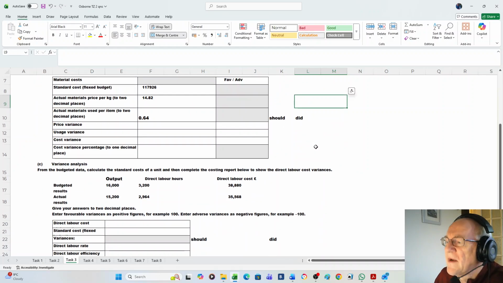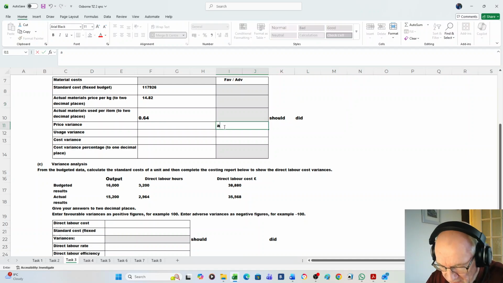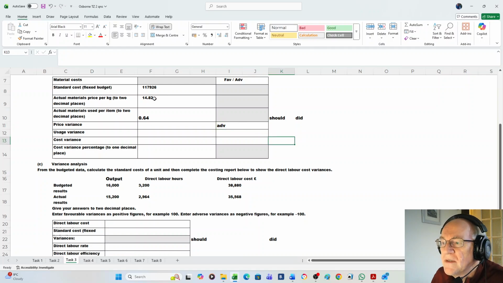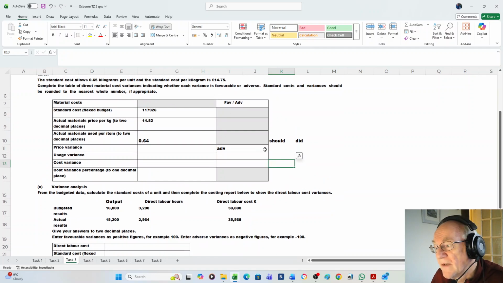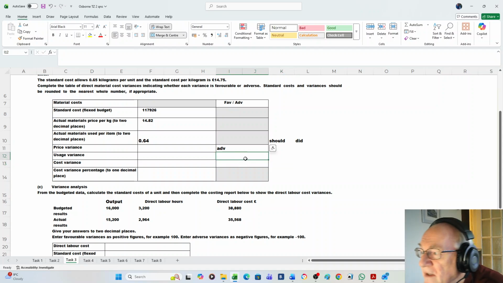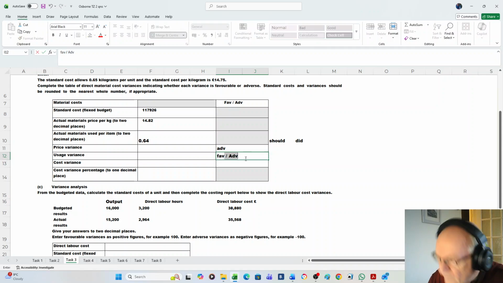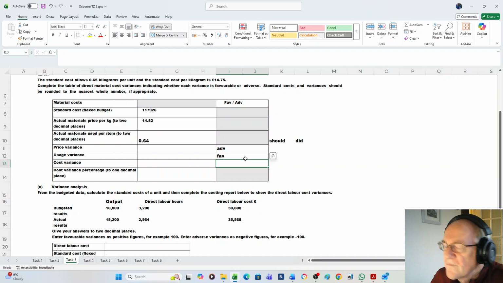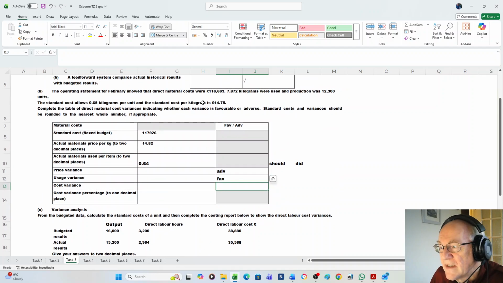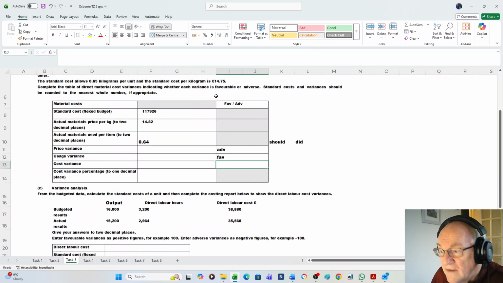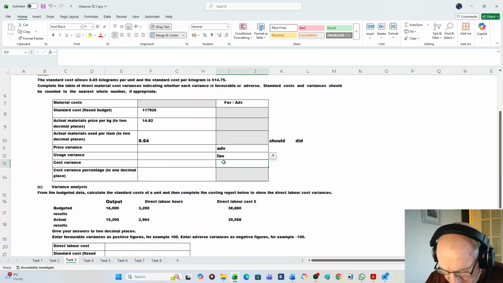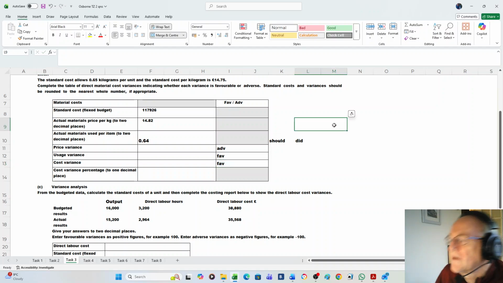Alright, so the price variance. Okay, well first of all, we know this is adverse, because it's £14.82 instead of £14.75. However, the usage, they've used 0.64. And then we also know the totals come in standard 117,000, nearly 118,000. It's 116,000 something. So we also know that's favourable. Useful to do that first.